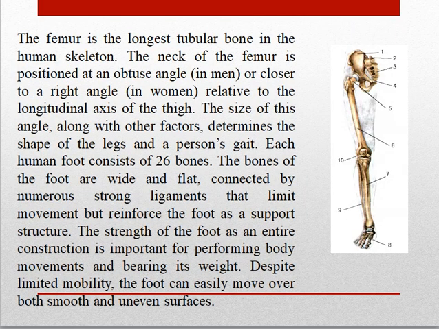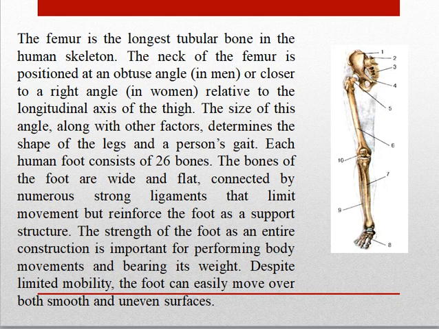The femur is the longest tubular bone in the human skeleton. The neck of the femur is positioned at an obtuse angle in men, or closer to a right angle in women, relative to the longitudinal axis of the thigh. The size of this angle, along with other factors, determines the shape of the legs and a person's gait.